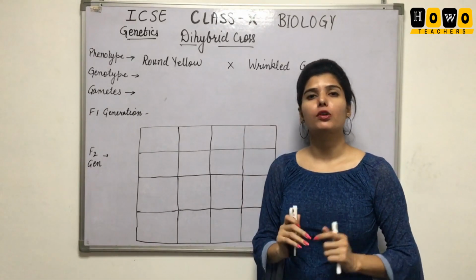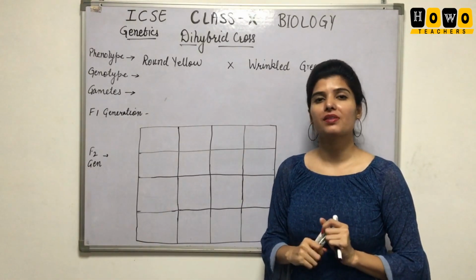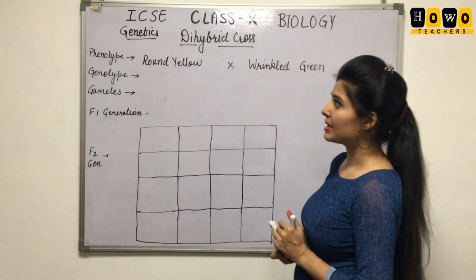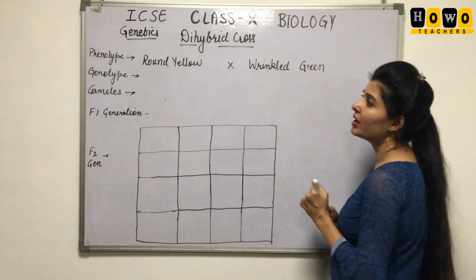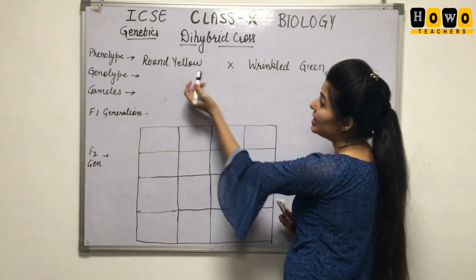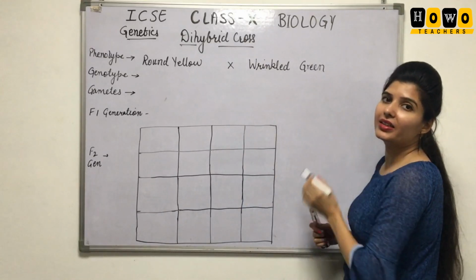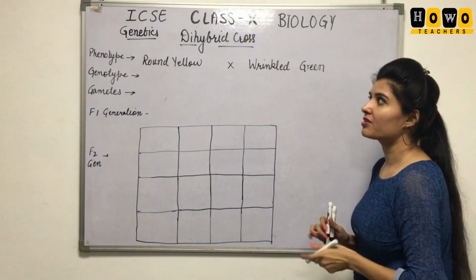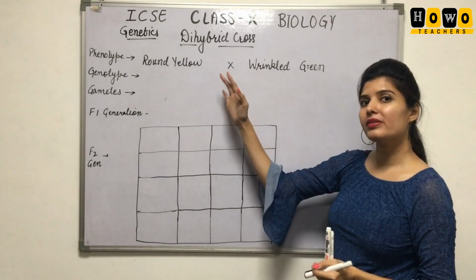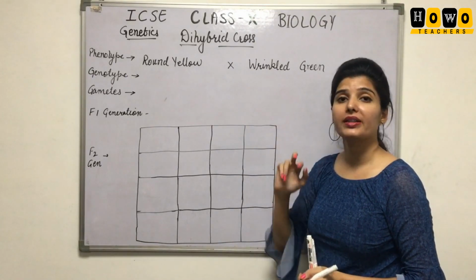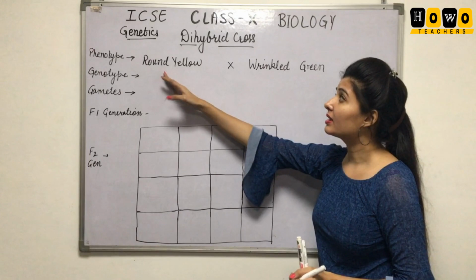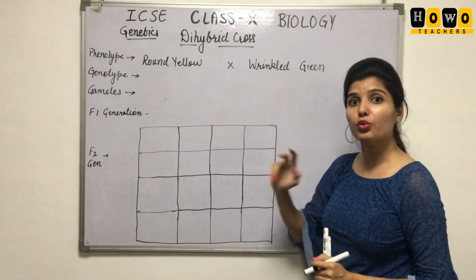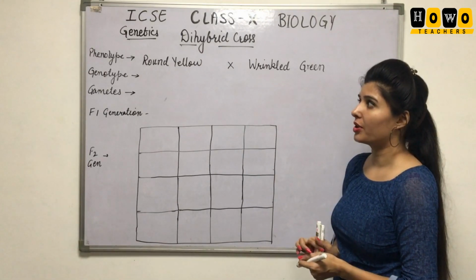Dihybrid cross is one of the most important questions that comes in 5 marks. Let us see what the question here you are having. Round yellow seed is crossed with wrinkled green seed. So two things we have to remember. The parents are having two characters together, that is the color and the shape. Two characters of the parent are present together.